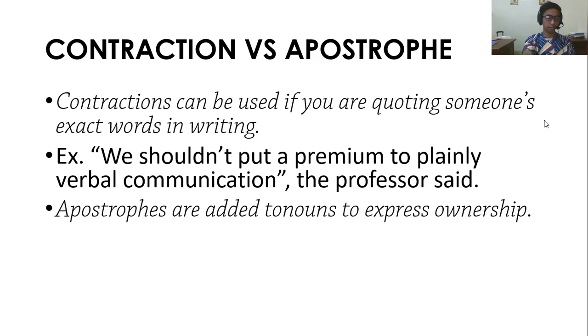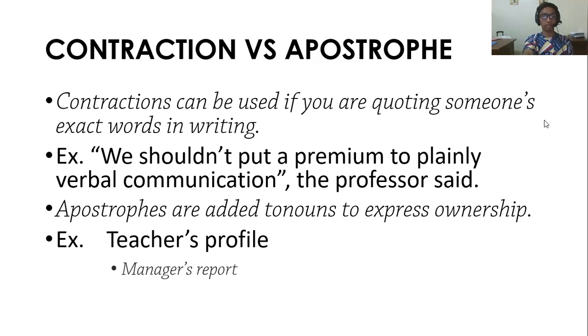For apostrophes, keep in mind that they do not always pertain to a contraction. Actually, apostrophes are added to nouns to express ownership. For example, we have the teacher's profile, the manager's report, mother's womb. Of course, fathers don't have a womb, only mothers. So that is to express ownership.